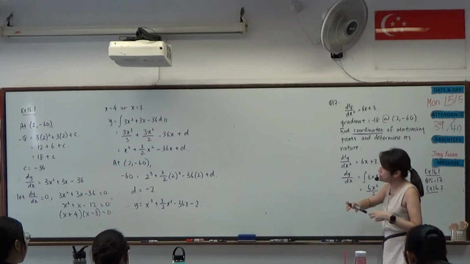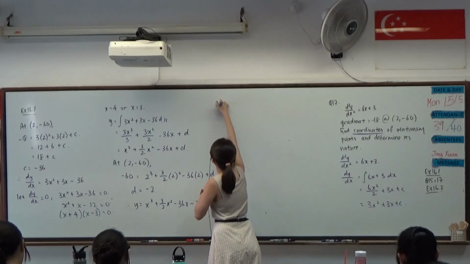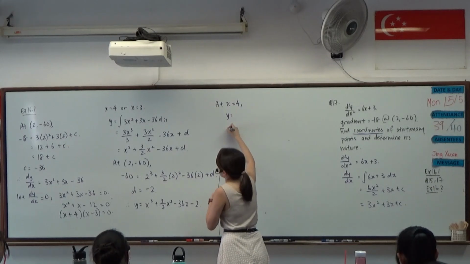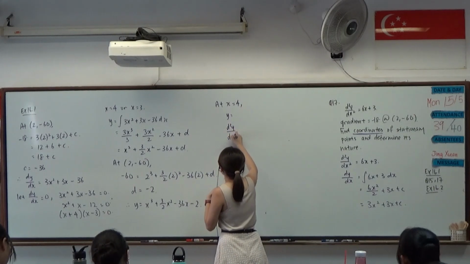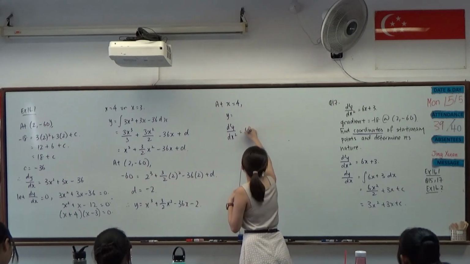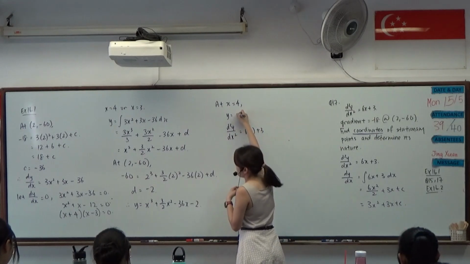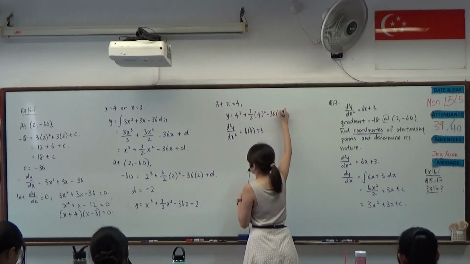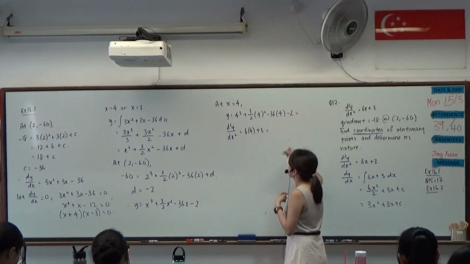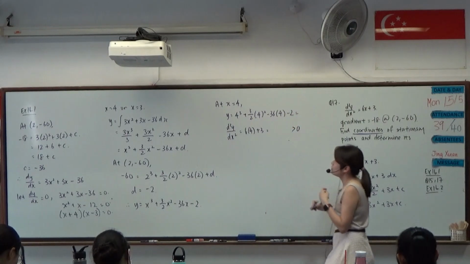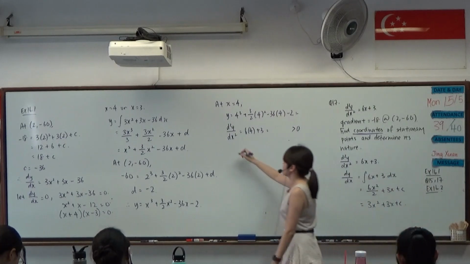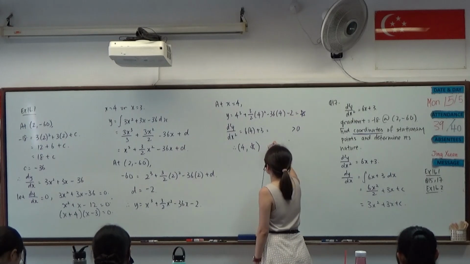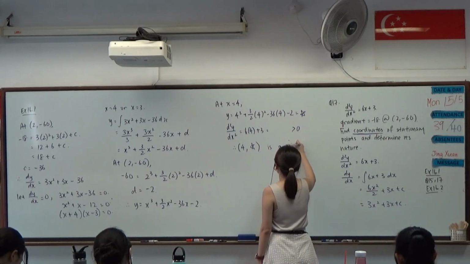Okay, so upon getting your y equation already, then at x equals to 4, you can find out what is the value of y. Okay, and then after that, find out what is your second derivative value. Okay, then after that, this will be more than 0. Hence, we can conclude that 4 is minimum.